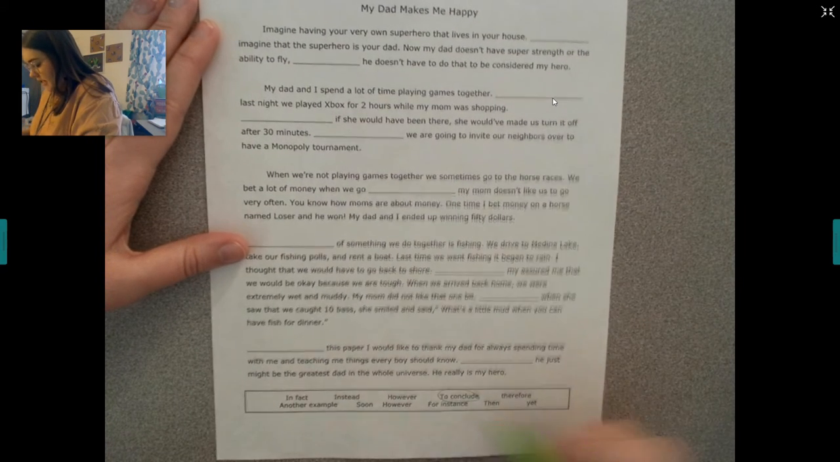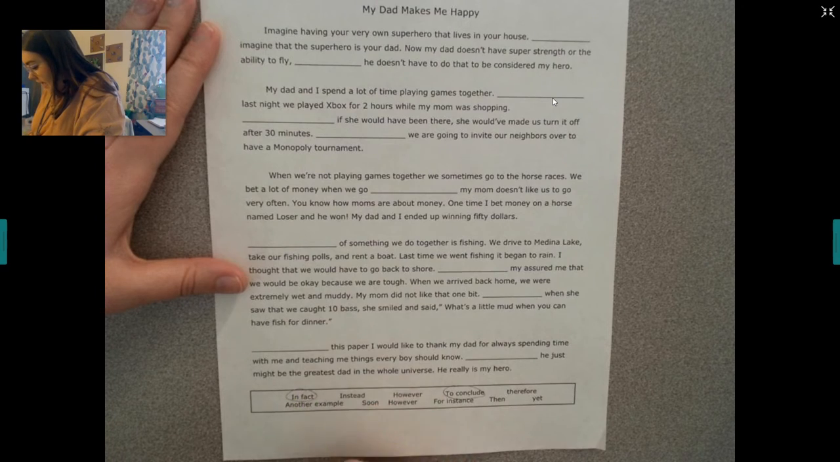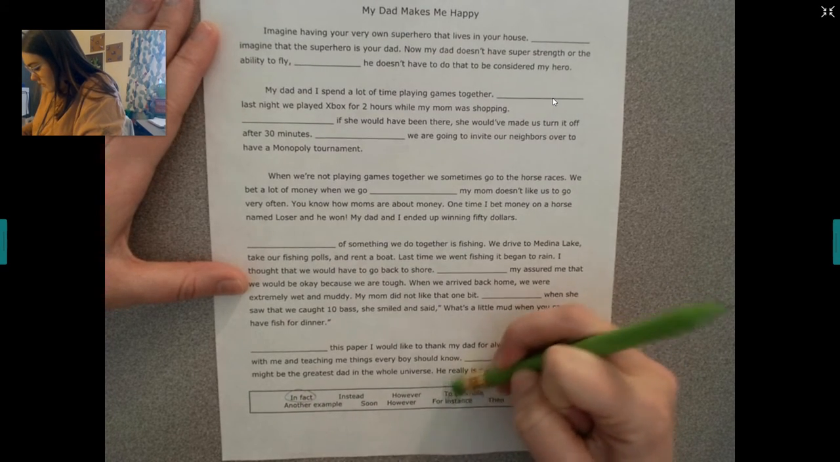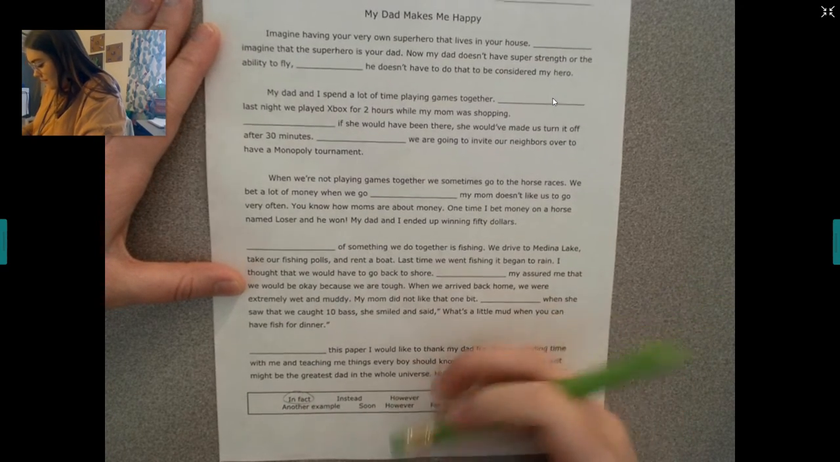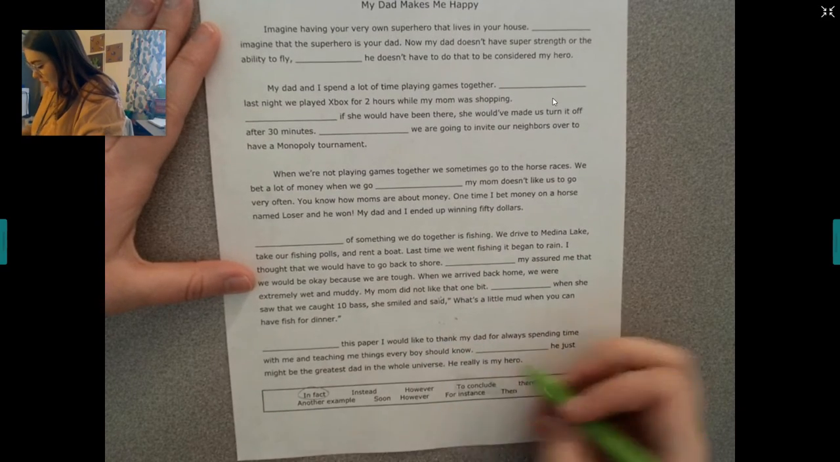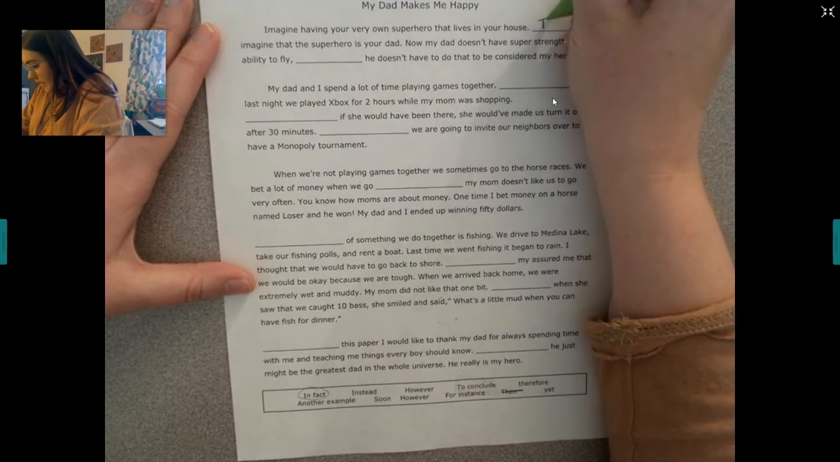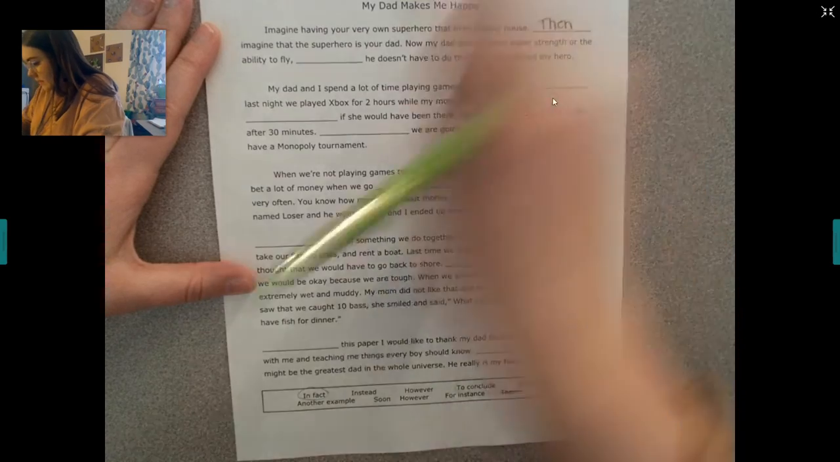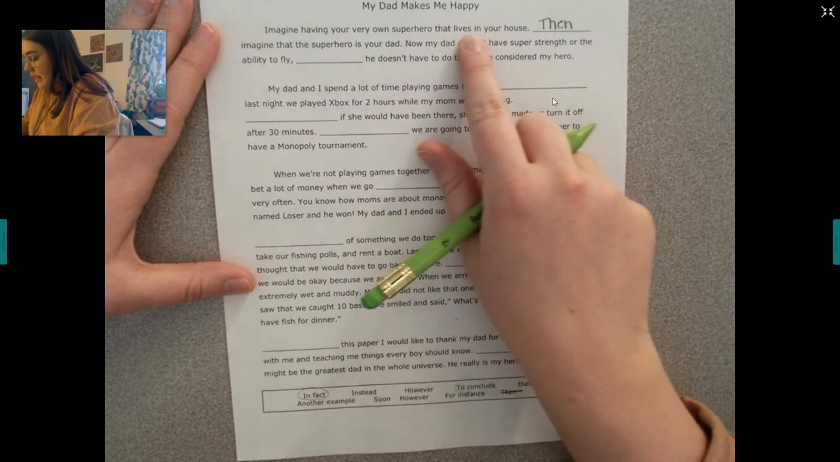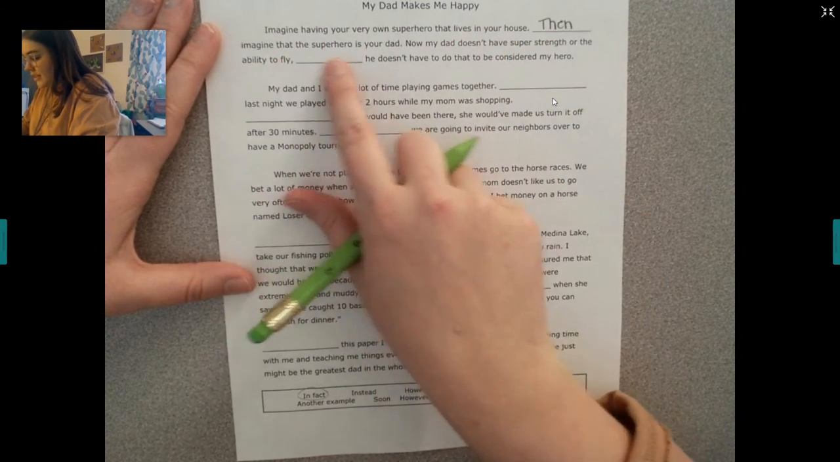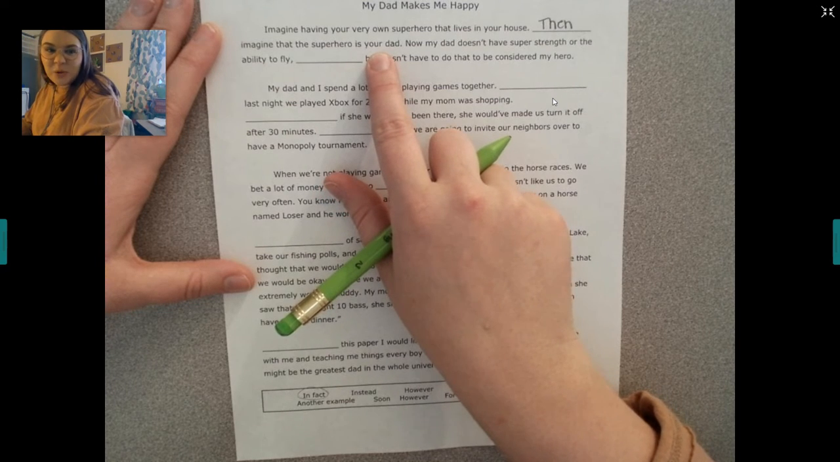I'm thinking it's either in fact, I think I'm going to do then. Let's see how that sounds. Imagine having your very own superhero that lives in your house. Then imagine that superhero is your dad. Ooh, that sounds real good, doesn't it?